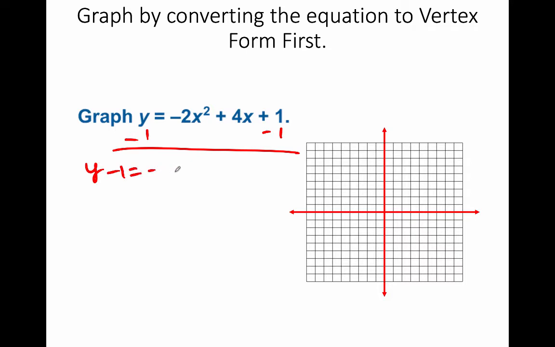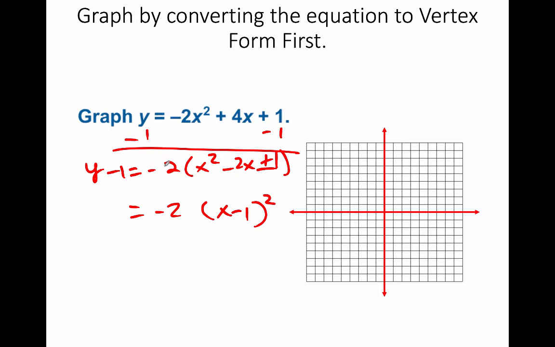Y minus 1 equals negative 2. I'm factoring that out of there. X squared, I factor in negative. Remember, that's dividing 4 by negative 2, negative 2x. Leave a blank space. Leave a little room there. And now we divide by 2, square it, plus 1.